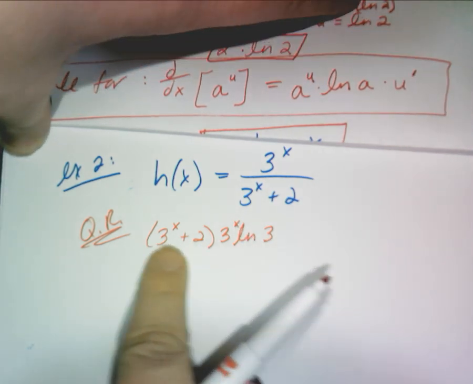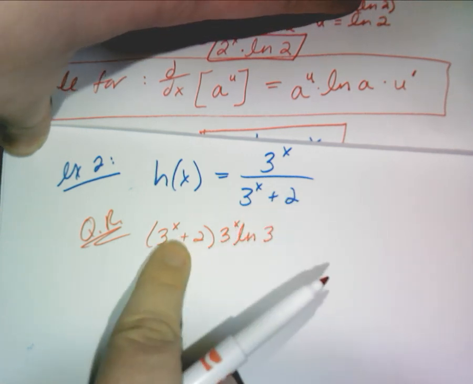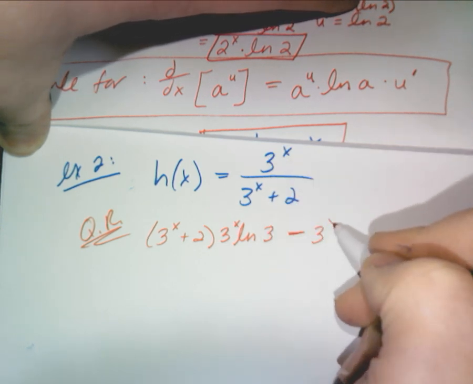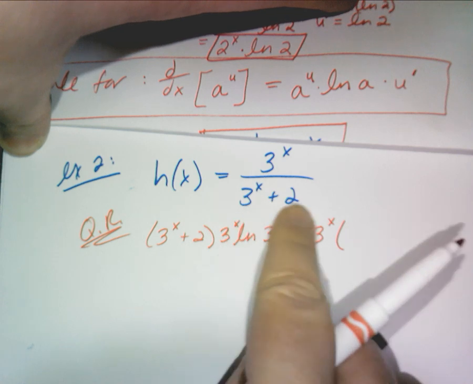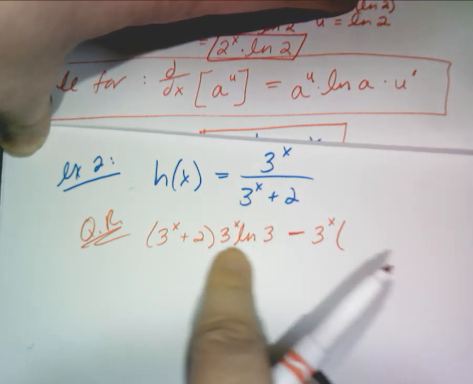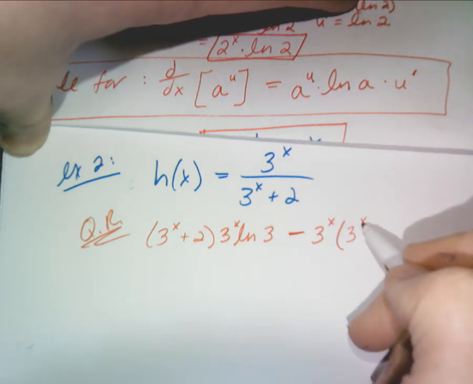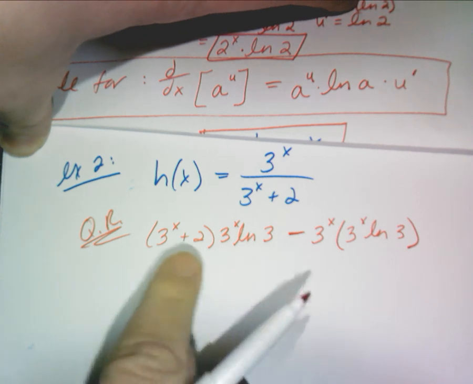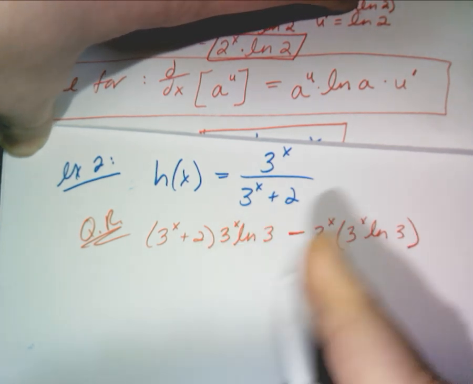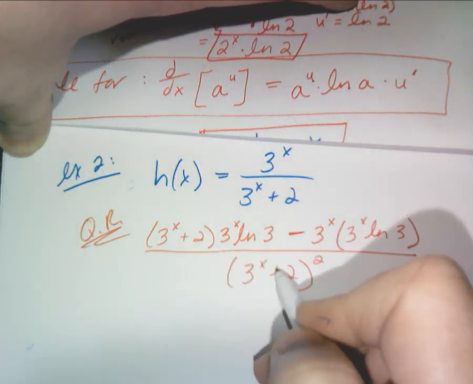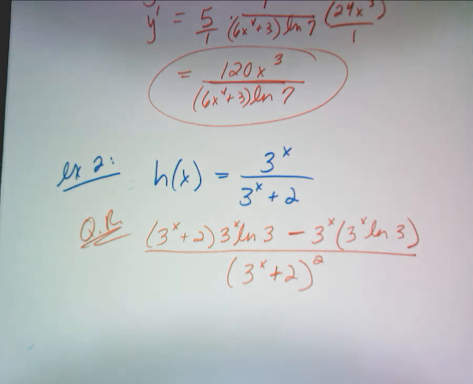So denominator times the derivative of the numerator, minus numerator times the derivative of the denominator. Wouldn't the derivative of this be that again? Yeah. And what's the derivative of 2? 0. So I'm just writing that again. Denominator times derivative of the numerator minus numerator times derivative of the denominator, all over what? Again, because the derivative of 2 is 0, it's the same, since it's plus 2 and its derivative is 0.